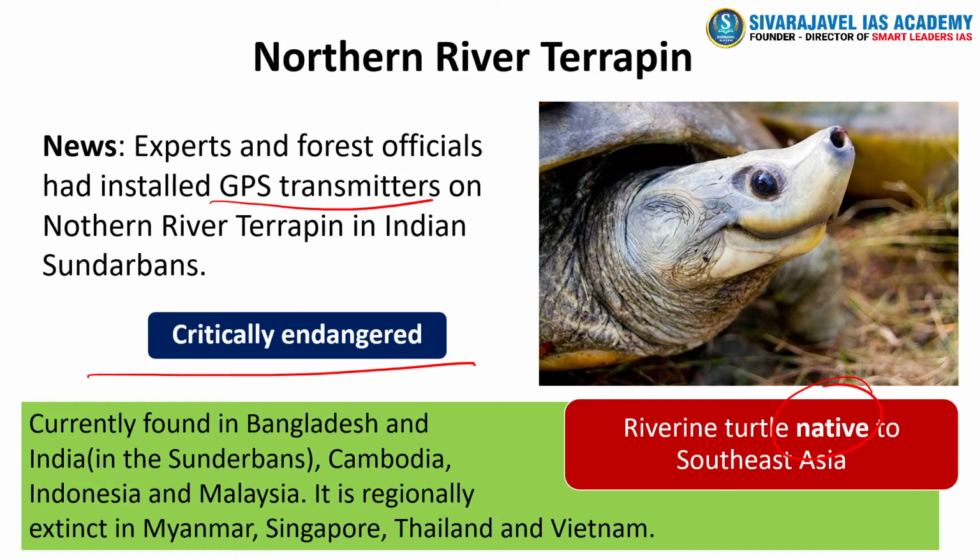And which countries is it found in? It is in Bangladesh, India, Cambodia, Indonesia and Malaysia, and it is extinct in Myanmar, Singapore, Thailand and Vietnam. So you have certain Southeastern countries where it is extinct and other places where it is found. So these regions you have to know. It is a little bit difficult to remember. You have to somehow know, because such questions can be asked.